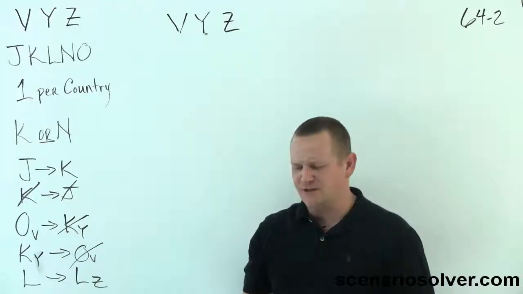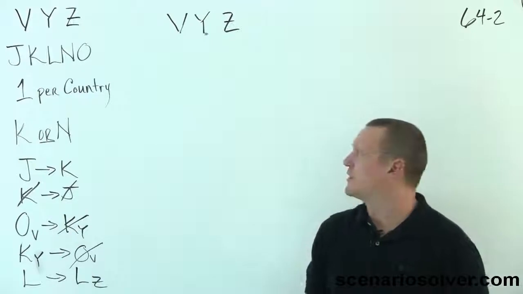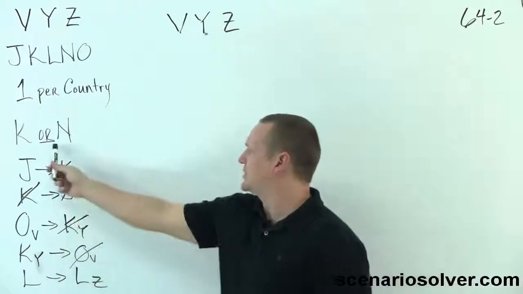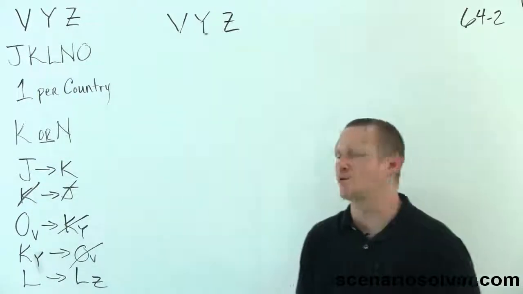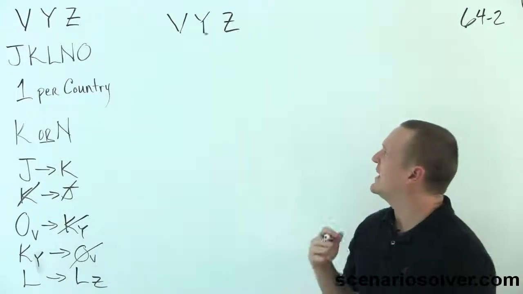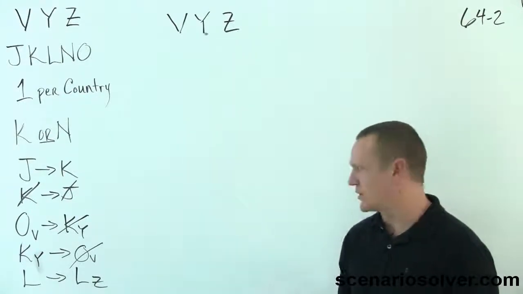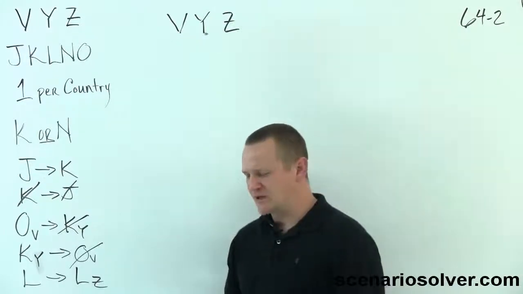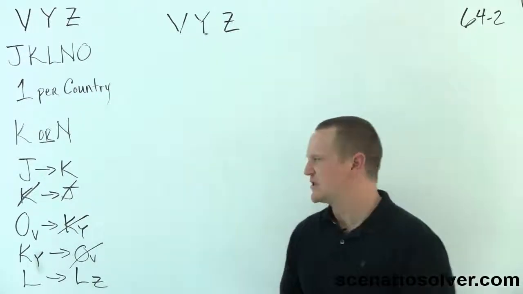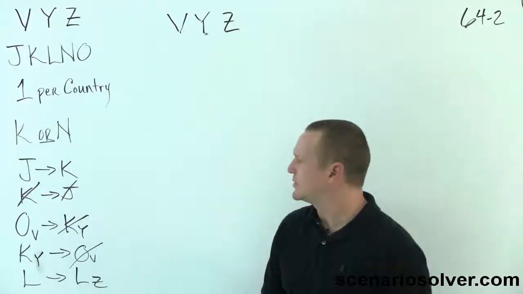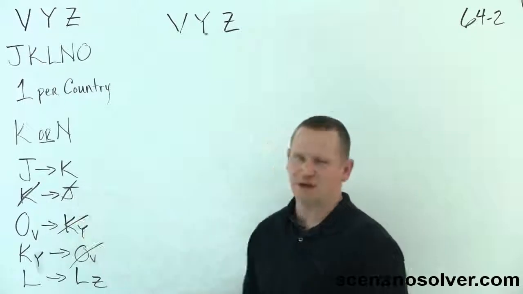The assignment of the ambassadors must meet the following constraints. Either K or N, but not both, is assigned to one of the ambassadorships. Okay, so it's K or N, but not both. I put the underline there to indicate the exclusive or. So what we know is that within V, Y, and Z, either K or N, but not both, must occur. Okay, the next rule, if J is assigned to one of the ambassadorships, then so is K. So if J is elected, then K is as well. Okay, and if K is not, then J cannot be.